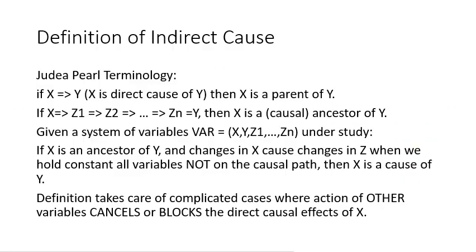One of the people who has done the most to elucidate the concept of causes is Judea Pearl, and in his terminology, if x is a direct cause of y, we say that x is a parent of y, and if x is an indirect cause, which means that it is linked by a sequence of causes to y, then x is a causal ancestor of y. And given a system of variables under study, if x is an ancestor of y and changes in x cause changes in y when we hold all variables not on the causal path constant, then x is called an indirect cause of y.